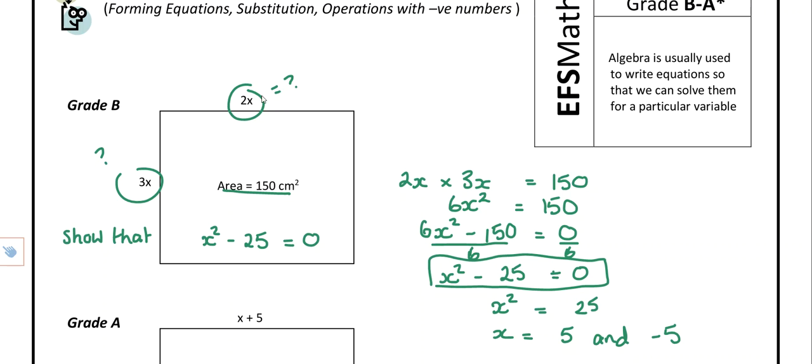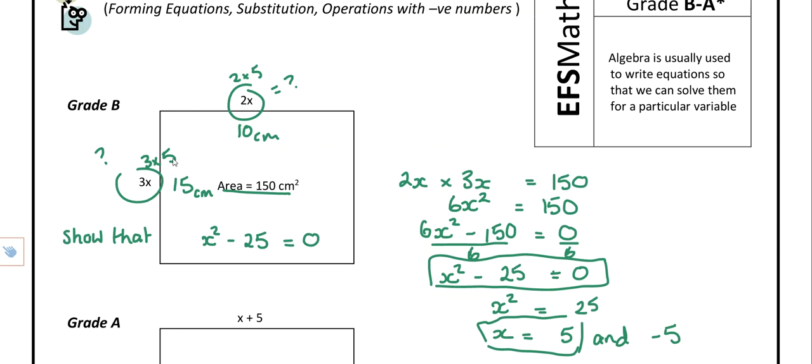But in this case, what are the dimensions of my rectangle? 10 and 15. Cool. Because I know that x is 5, I've solved. So therefore, 2 x's is 2 times 5, and this is 3 times 5. Equals 150.